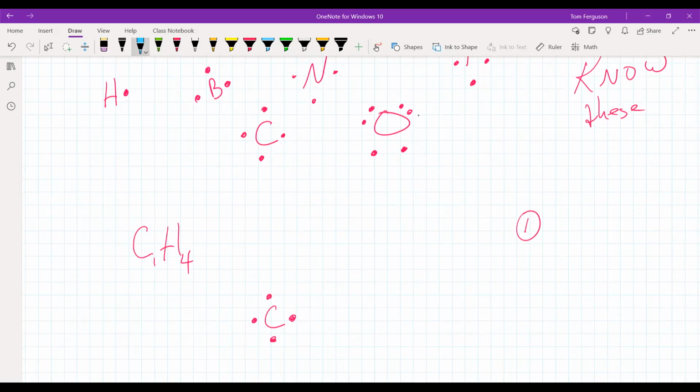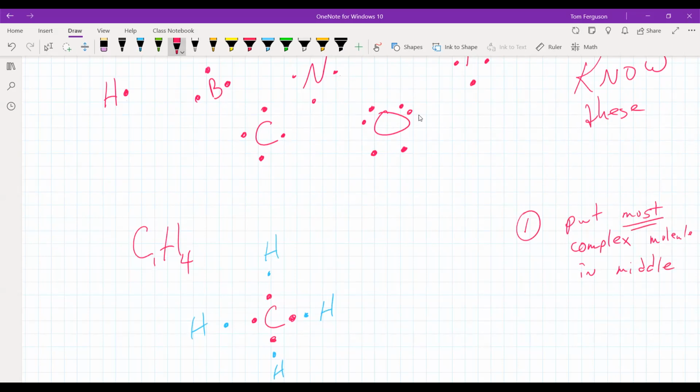And I usually like to use different colors. And then the ones that have singletons, the fluorine and the hydrogen, go around the outside, because the more singletons you have, the more combinations you can have. So we're going to put 4 hydrogens around that carbon, and I'm going to put them in close proximity to those singletons, because that's how they're going to bond. So step number 1: put the atom with the most singletons in the middle. In the case of hydrogen, there's 1, and carbon's got 4, so it's the most complex, so it goes in the middle.